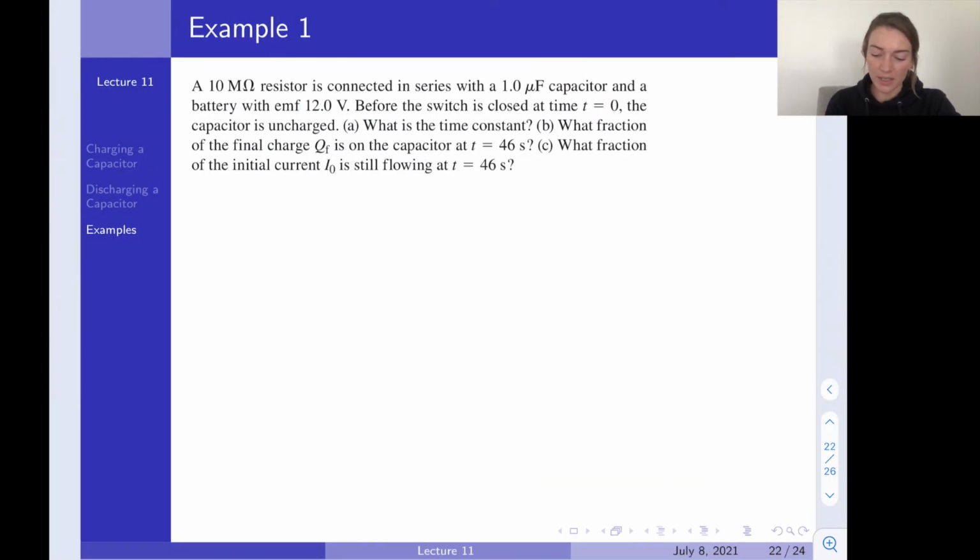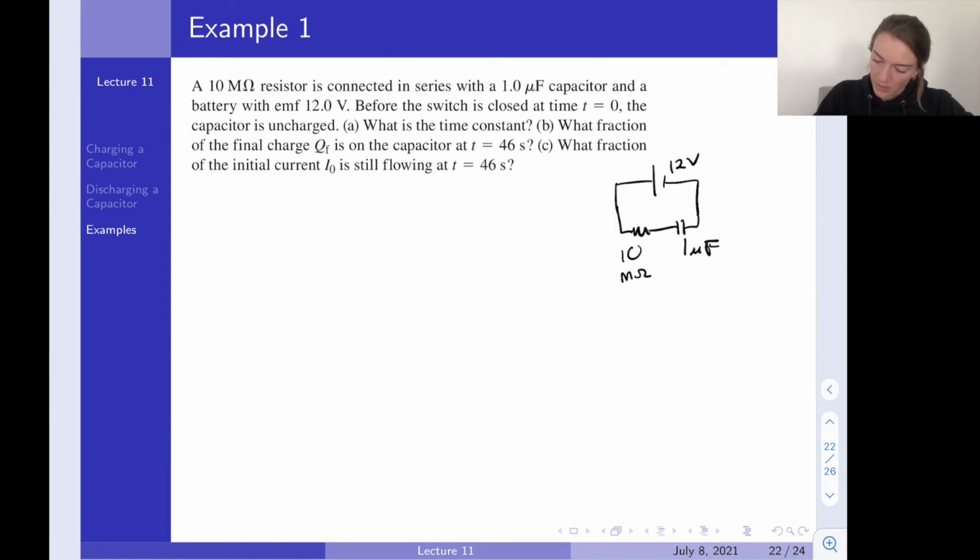So our first example is a 10 mega ohm resistor. So mega is 10 to the 6. So a 10 mega ohm resistor is connected in series with a 1 microfarad capacitor. So we've got a battery here, we have our resistor, and then we have our capacitor. Actually, let me redraw that. Okay, so we have a 1 microfarad capacitor and a 10 mega ohm resistor, and the battery has an EMF of 12 volts. Before the switch is closed at time t equals 0, the capacitor is uncharged.